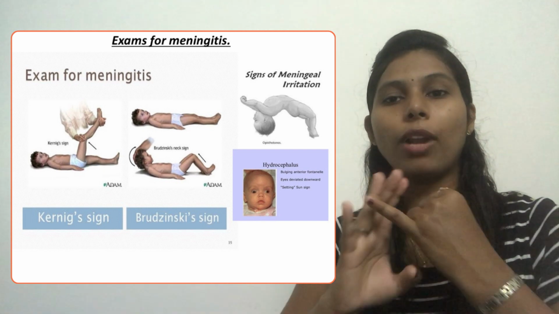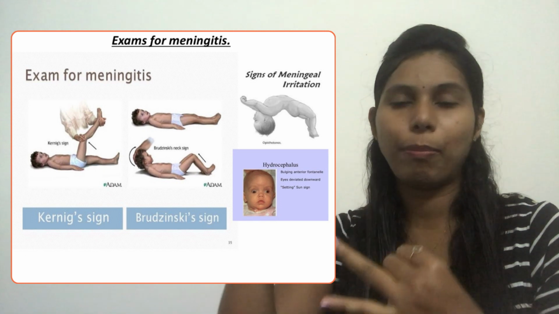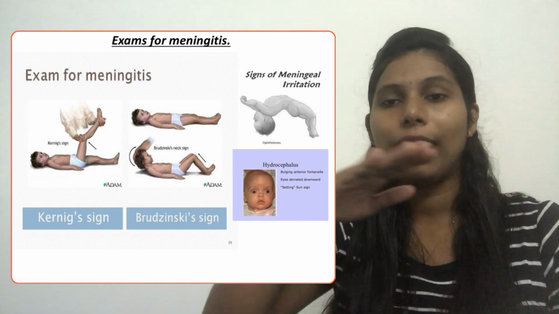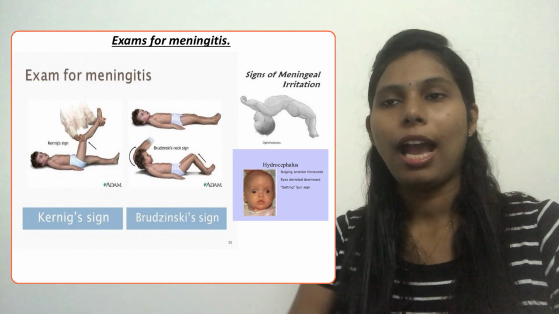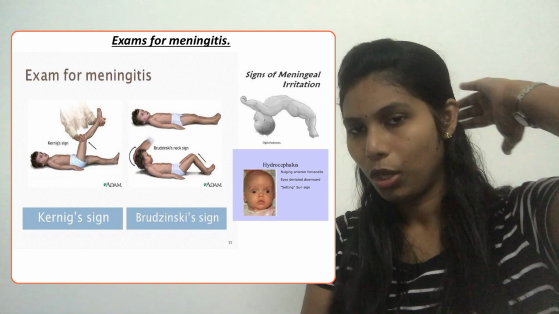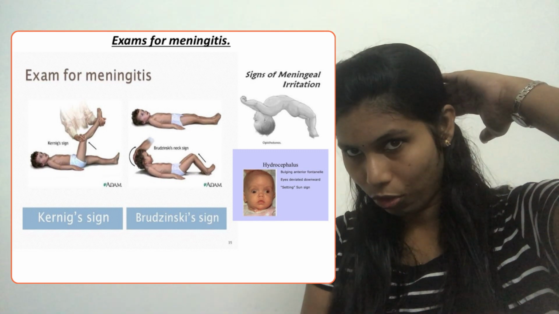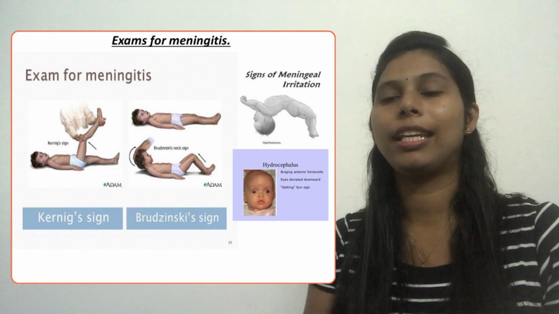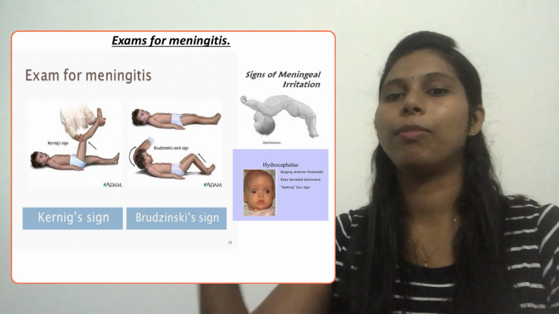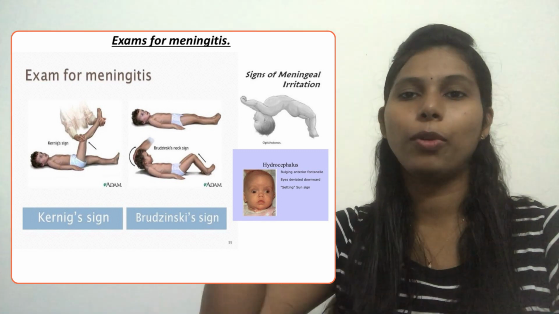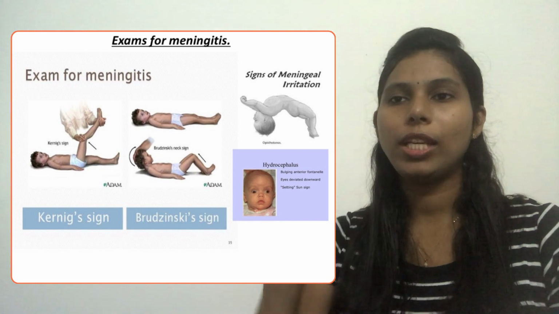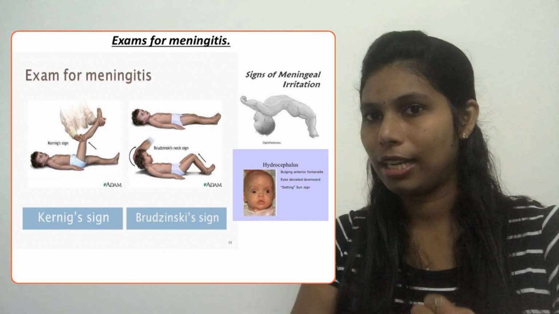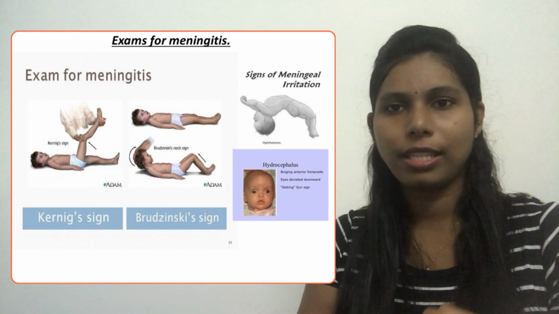Then the next one is Brudzinski's sign. So what is happening in Brudzinski's sign? Now the client is in a supine position and the doctor tries to flex the neck a little forward. At that time the knees or the legs will automatically be flexed. So that is called a positive Brudzinski's sign. So these are two signs, just keep in mind, Kernig's sign and Brudzinski's sign.